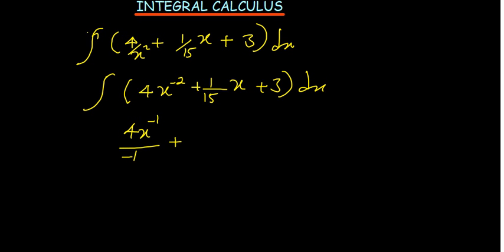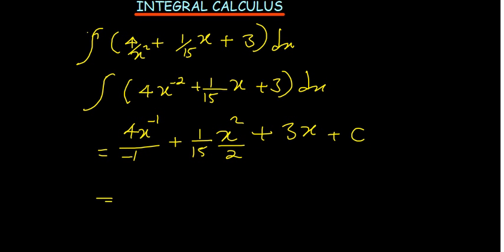And then plus 1 over 15. And then we have got x, which is raised to the power 1, of course, even if you can't see it. So 1 plus 1, it becomes power 2. Same power 2, I divide by that. And then plus 3. 3 is the same as 3x to the power 0. So integrating that, x appears. And then plus c, which is the constant of integration.